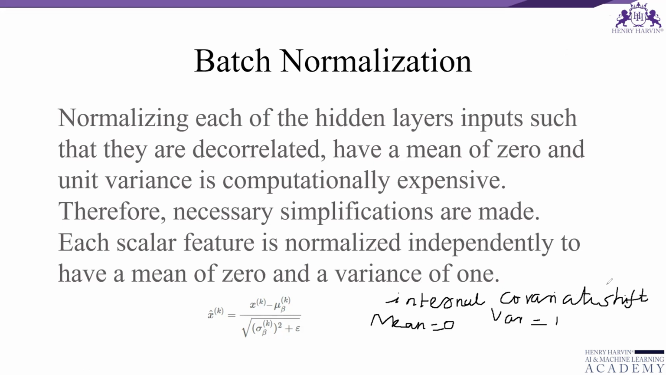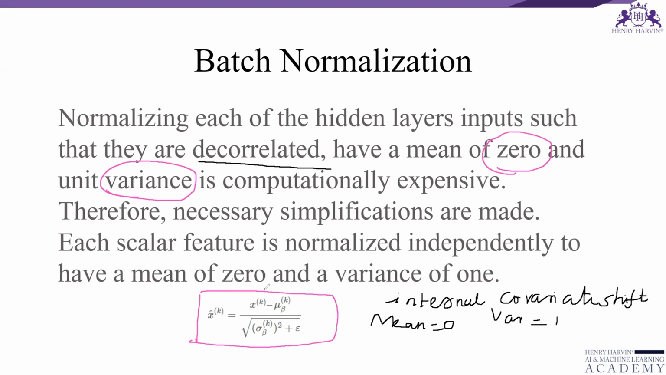So let us also try to understand how batch normalization basically works. What do we try to do over here? We try to normalize each of the hidden layer inputs so that they are decorrelated, meaning they have zero mean and unit variance, right? So this is computationally expensive, therefore some simplifications are made over here. Each scalar feature is normalized independently to have zero mean and unit variance. So each dimension of the feature vector is normalized as follows.